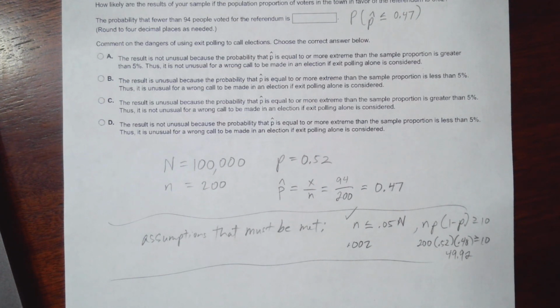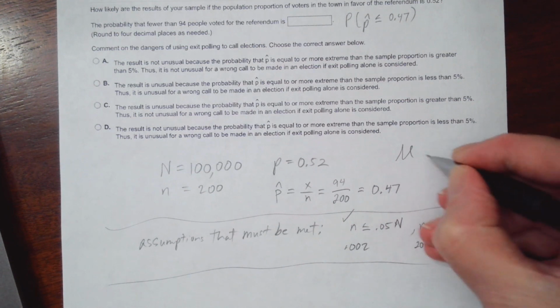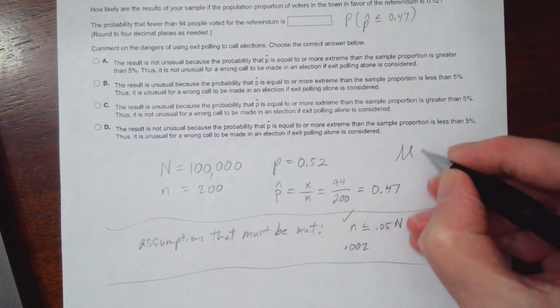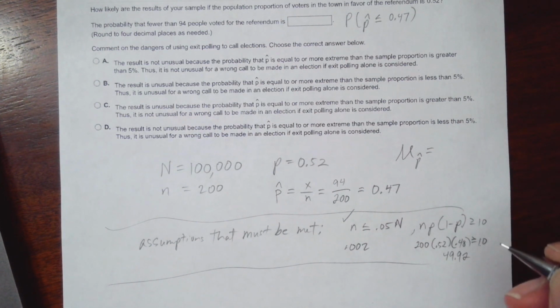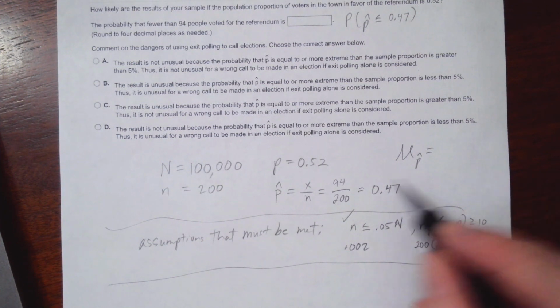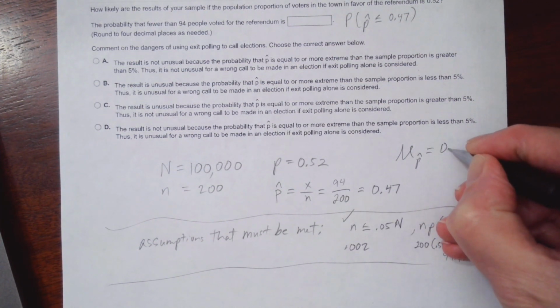Actually, before we do that, we first need these two things, the mean of the sample of p hat, which will be the same as the mean, I'm sorry, that's equal to p, which is 0.52.